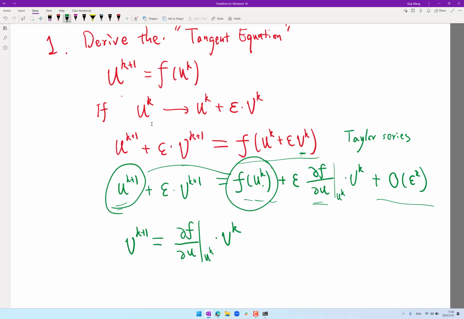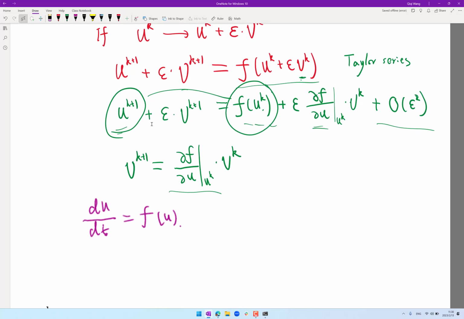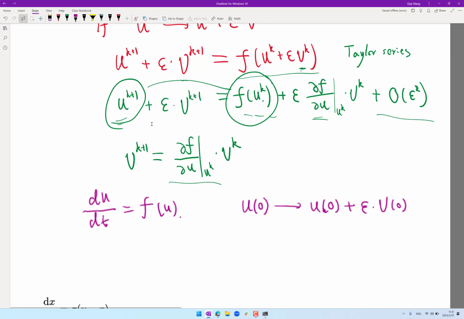All right. So this is for maps, and for differential equations it's almost exactly the same. If you have a differential equation du/dt equal to f of u, where u is a trajectory, a function of time, and you perturb the initial condition from u_0 to u_0 plus epsilon times v_0, where v_0 is the direction of the initial perturbation, then the trajectory is no longer going to be u as a function of t. It's going to be u of t plus epsilon times v, which also evolves as a function of time.